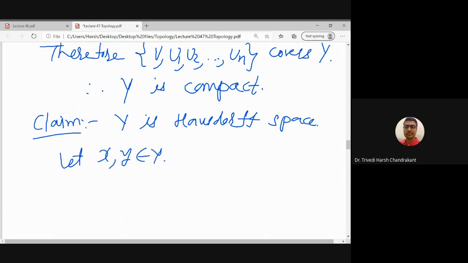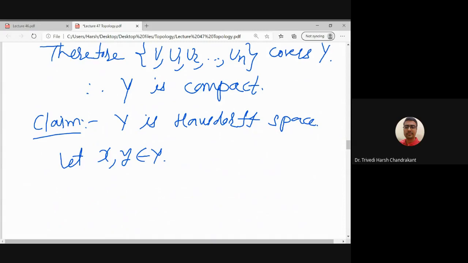Capital Y contains the point infinity, which is not in capital X. So if I choose these 2 points x and y, which are different points, then there are two choices: either both x and y belong to capital X, or x belongs to capital X and y is outside X. That means basically y is infinity, right? So that will give us two cases.